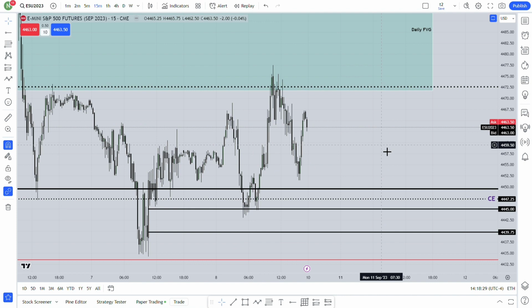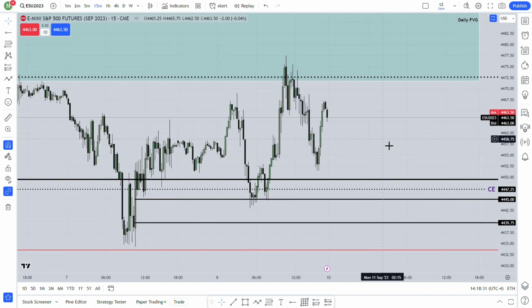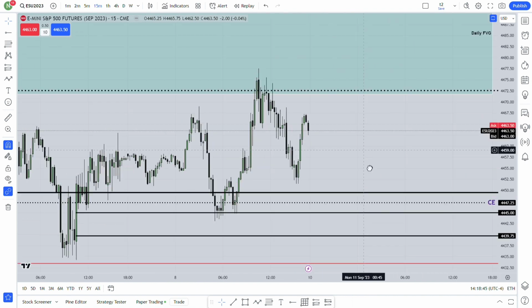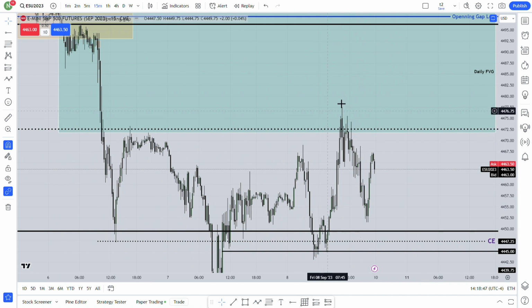In the 15-minute chart, actually there is nothing important, I think. Yep, the same thing: it can go a little bit higher, maybe this high, or to the down part of the daily fair value gap, or the consequent encroachment, then break lower.